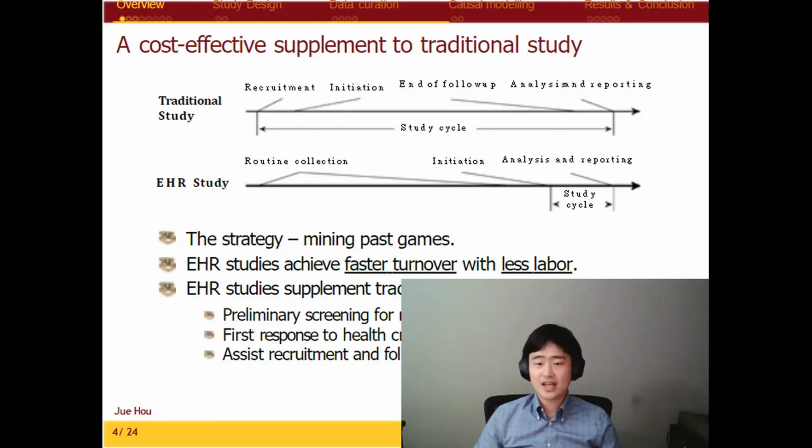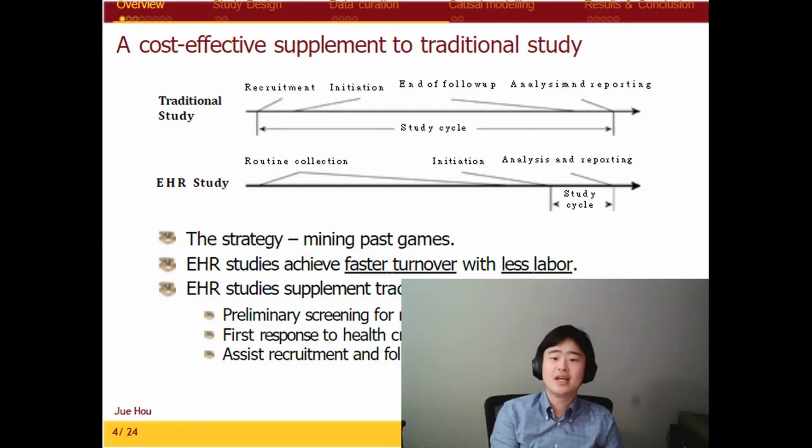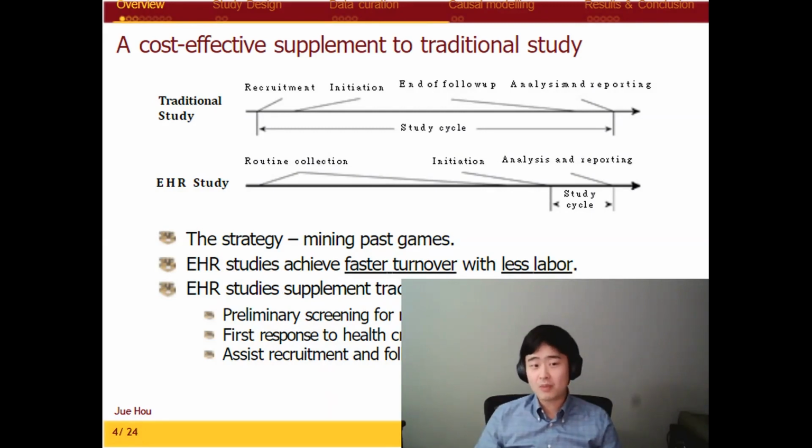However, in an EHR study, the data has been routinely collected by the providers. So when we access the data, that hard work has been done by them. We immediately have the whole history of treatment initiation and the future outcome after the treatment. All we have to do is the analysis and reporting, so the study cycle is much shorter. This mimics the winning strategy of some deep learning methods, like the first generation AlphaGo, which learned from past games. EHR is like the past games of healthcare.